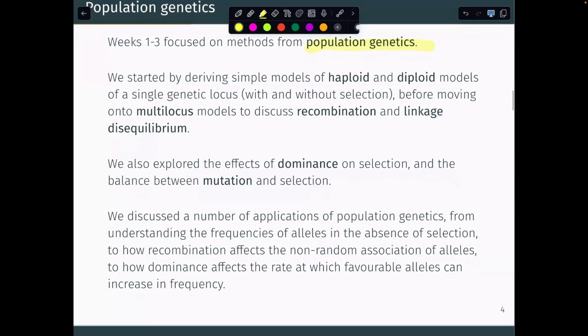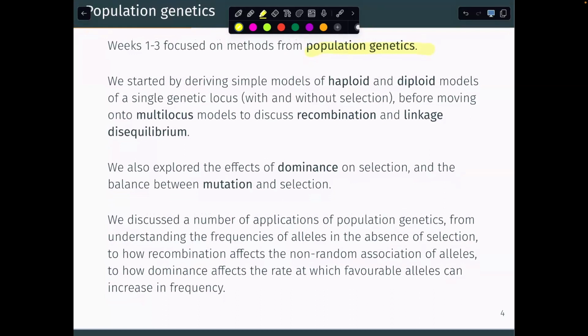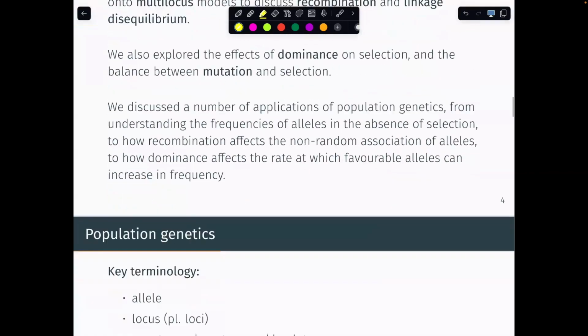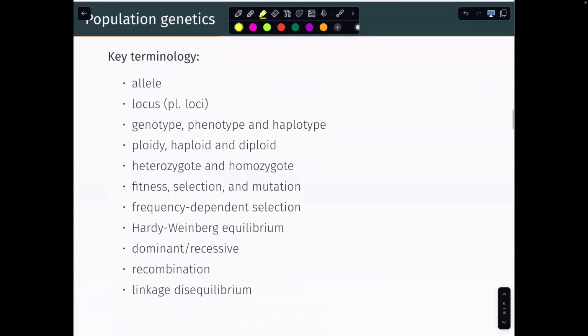We also discussed a number of applications: why do we do population genetics? This can tell us everything from understanding the frequency of alleles in the absence of selection, like a null hypothesis of what we would expect to happen, to things like how recombination can break up favorable or disadvantageous combinations of alleles, and also the rate at which dominance can affect the spread of an allele through a population. Okay. So what I'm going to do is recap a lot of the key terminology that we've gone through. If at any point you want to ask any questions or clarifications, please do.